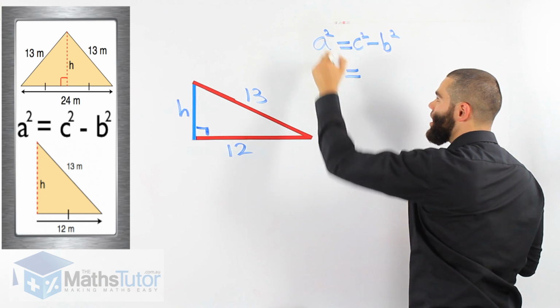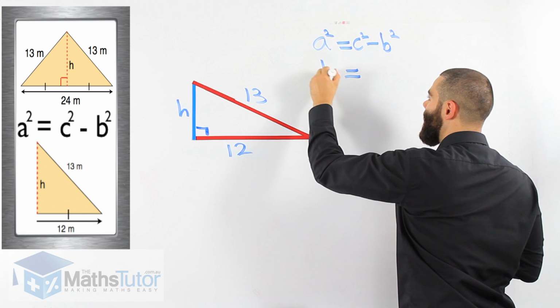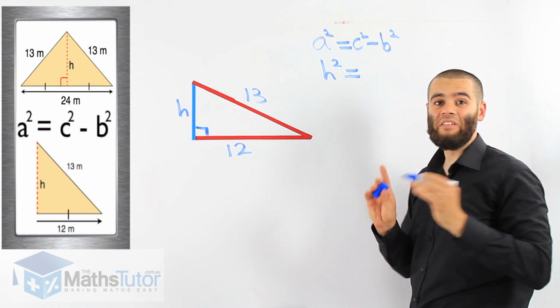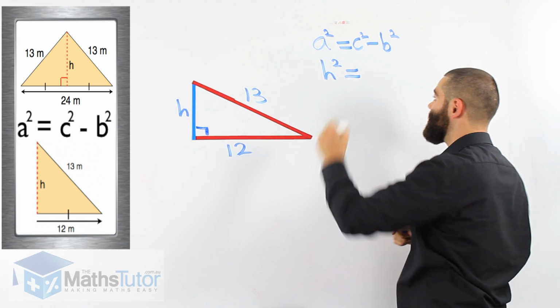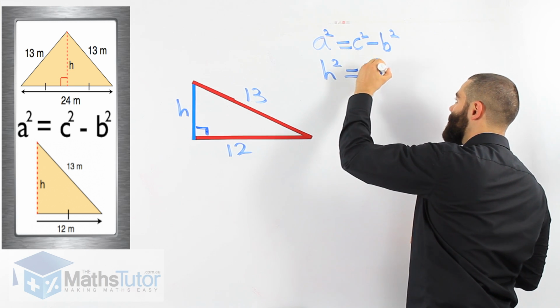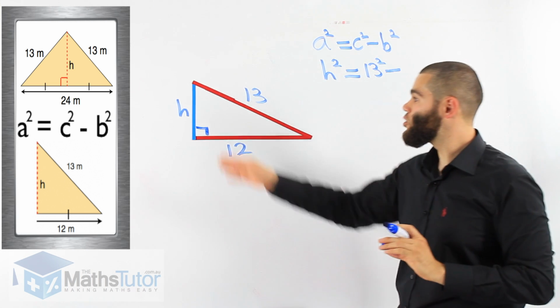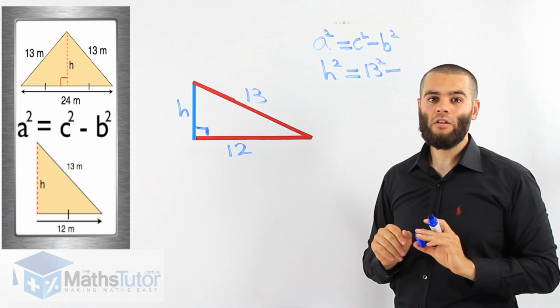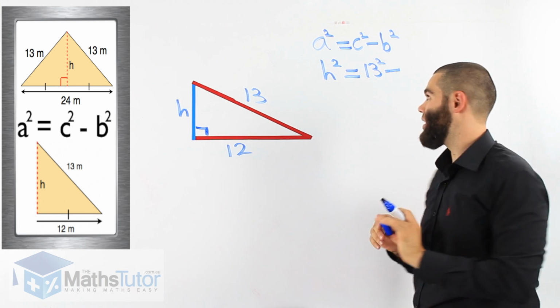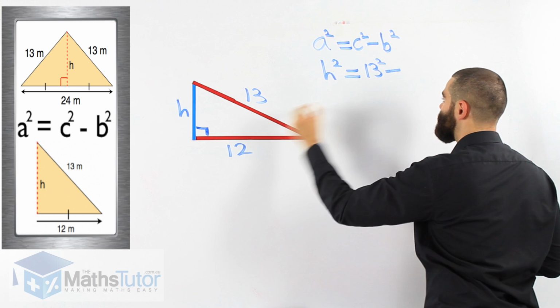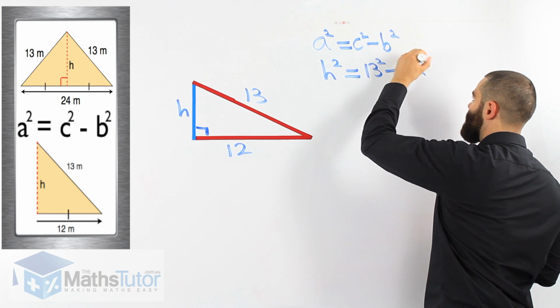We substitute. A is our missing height squared. C is always our hypotenuse. Where is it? 13. Minus. Whenever we're finding the short side of a right angled triangle, we are always taking away. So minus b squared is 12 squared.